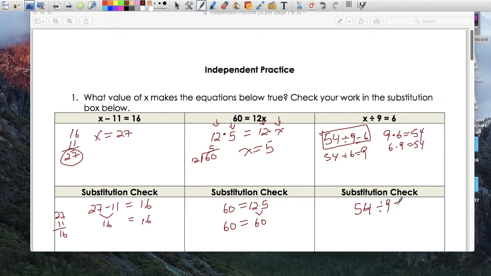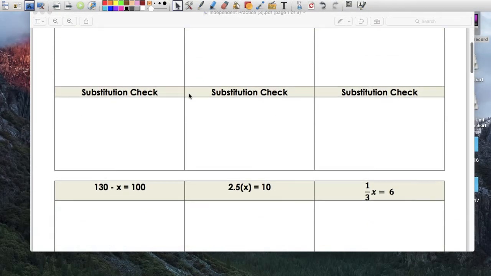54 divided by 9 equals 6. On the right side, it's already a 6. On the left side, 54 divided by 9 is indeed 6. So my left side and my right side match each other.